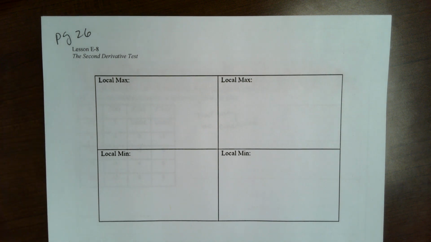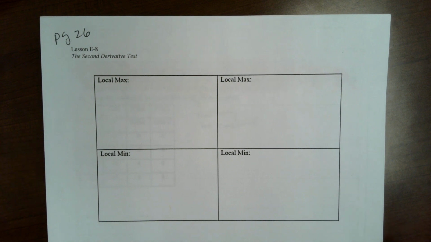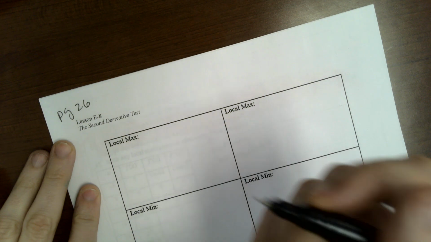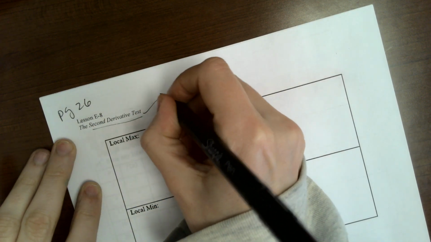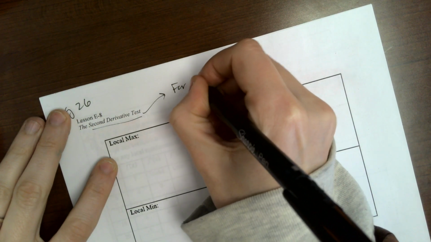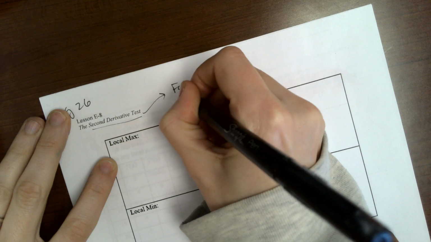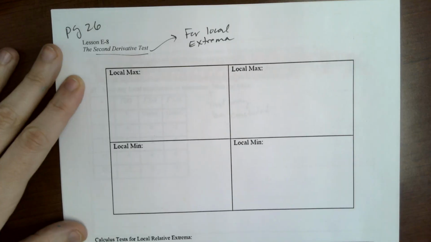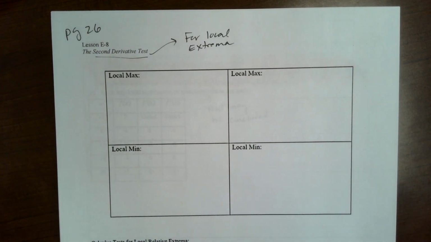Okay, so this is page 26, lesson E8, the second derivative test. So guys, the second derivative test you actually can't always use. It's for local extrema. And you'll see in a moment why it doesn't always work.